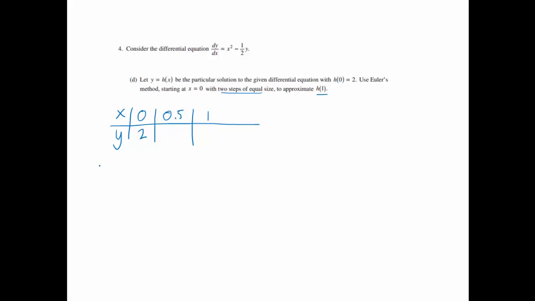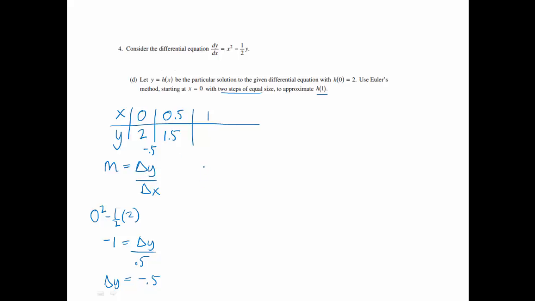So if you recall, for our first step, we know that m is equal to delta y over delta x, and our m is our derivative. So if I plug in 0, 2 into our derivative on this left side, I'm going to get 0 squared minus 1/2 times 2. That will give me negative 1 equals delta y over delta x. The change in my x's is 0.5. That's my step size. I'll get delta y is equal to negative 0.5. So I'm going to subtract 0.5 from my y value, so now I have 1.5.